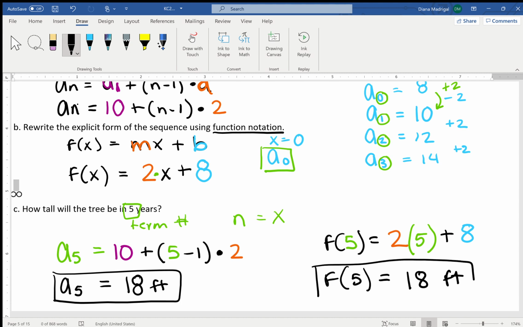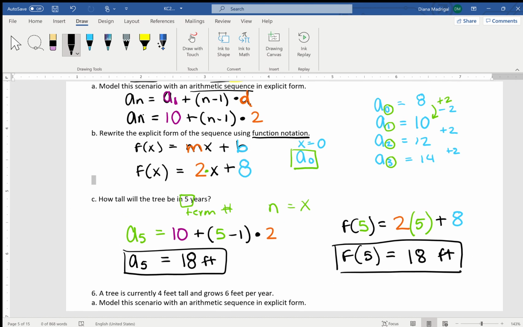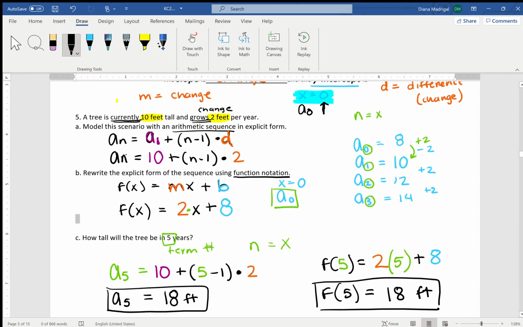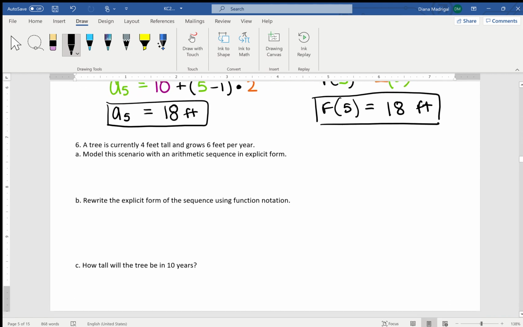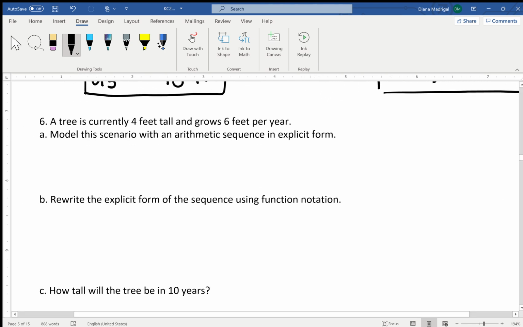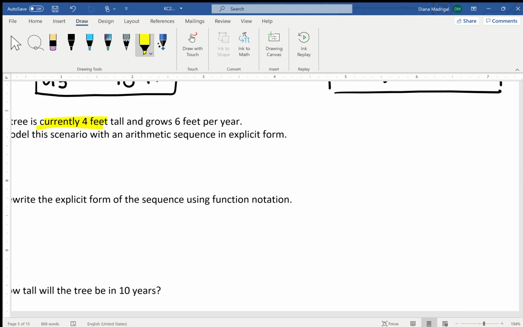Once you have both equations, to get the answer to the last one, all you have to do is plug in the value for x or n. I'm going to do one more, and I'm going to go a little bit faster with that one. It says a tree is currently 4 feet tall and grows 6 feet per year. Currently means that you're starting with that. Grows means that you're changing. This is a change.